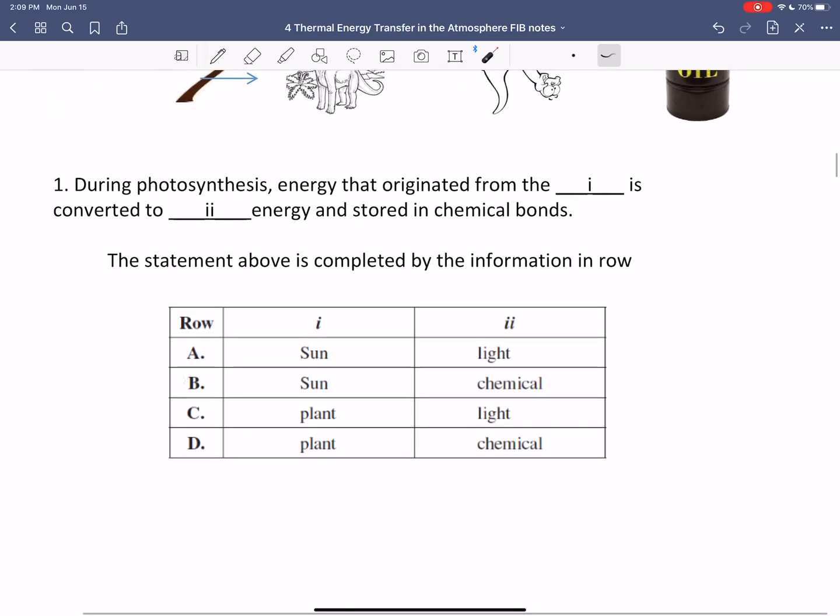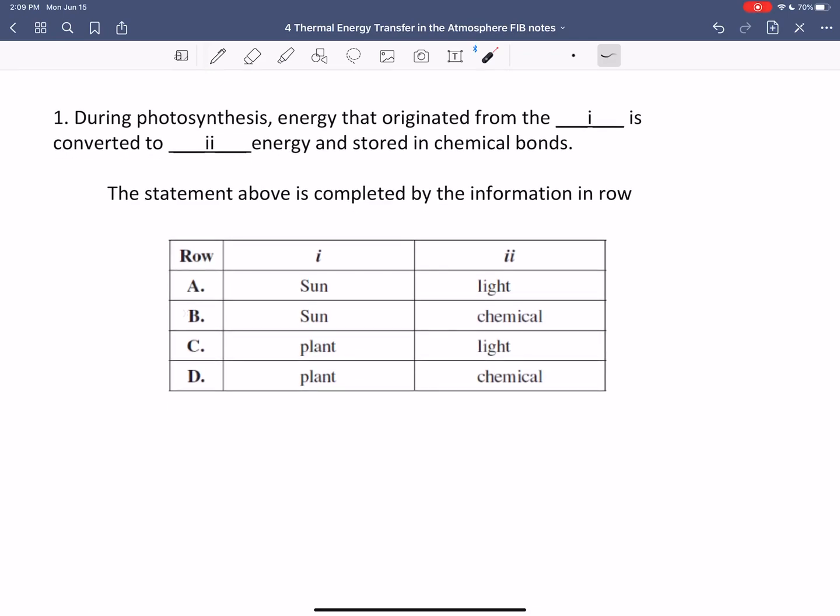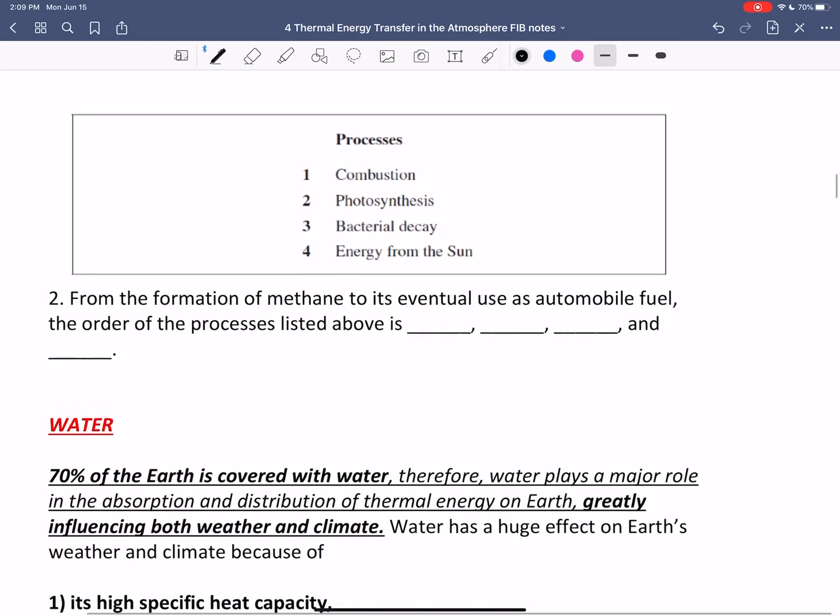So during photosynthesis, the energy that originates from blank is converted to blank energy and stored in chemical bonds. So we know that it's going to be energy from the sun, and that energy from the sun is then converted to chemical energy. So these are the kinds of questions you can think of in terms of where energy starts from.